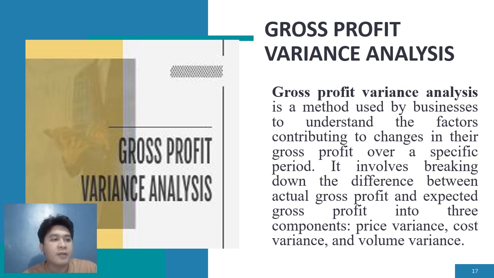If we're going to analyze these variances, businesses can gain insights into the drivers behind changes in gross profit and take appropriate actions. For example, if the price variance is unfavorable, the company might need to revisit its pricing strategy. If the cost variance is unfavorable, it could explore ways to reduce production costs. If the volume variance is unfavorable, it might focus on boosting sales or optimizing production efficiency. Overall, gross profit variance analysis helps businesses make informed decisions to improve profitability.